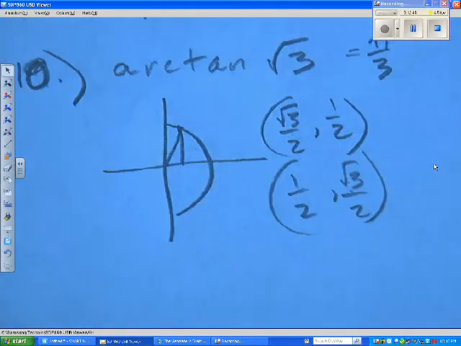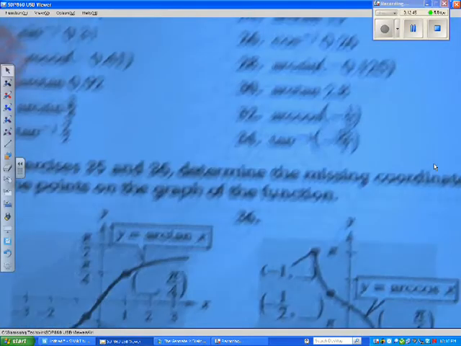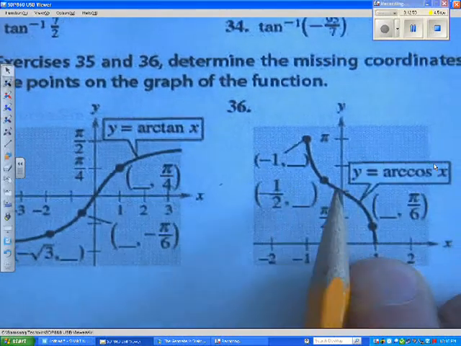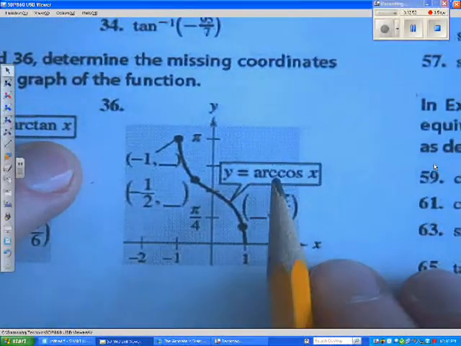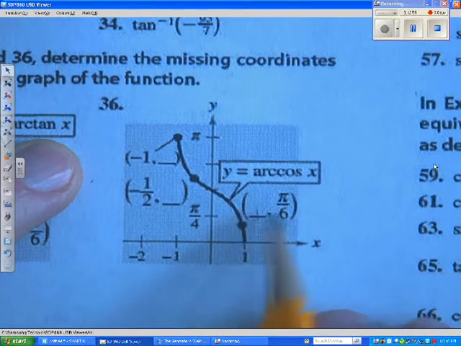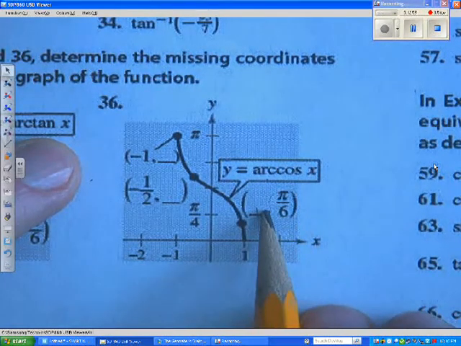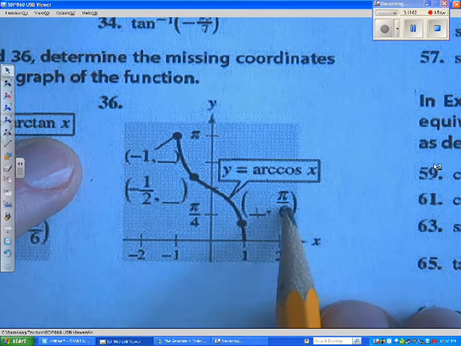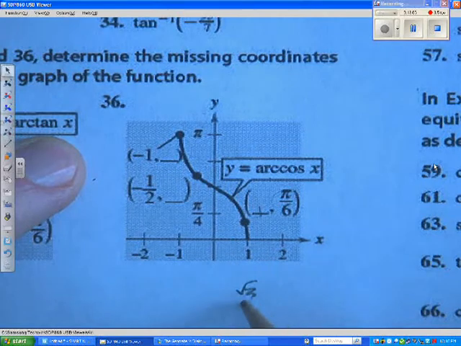Now, there are some problems that ask you to do it with the calculator. I'm just going to illustrate these right here, what to do with the graph. I'm going to talk about 36, and you need to do 37. So we're saying what angle goes with cosine of x. This is the angle that goes with this cosine. Well, in the unit circle, we're looking for pi over 6. So pi over 6 has an x-coordinate of square root of 3 over 2.